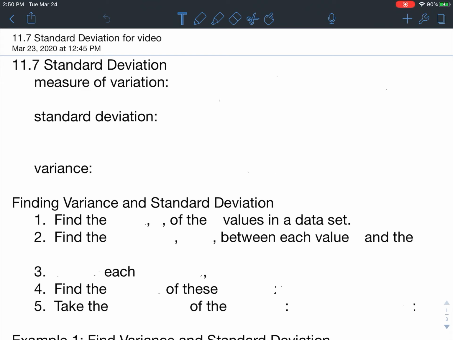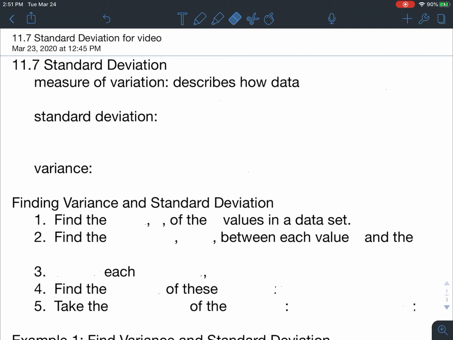This section is 11.7, Standard Deviation. The first word you're going to learn, there's a lot of words in this. So if you want to print this ahead of time to cut down on your writing, feel free. I've posted it in the assignment page.